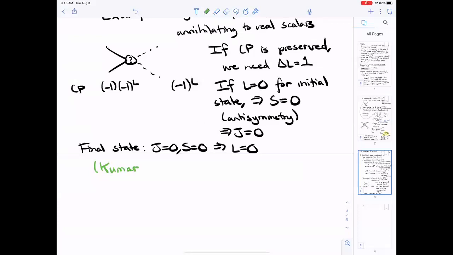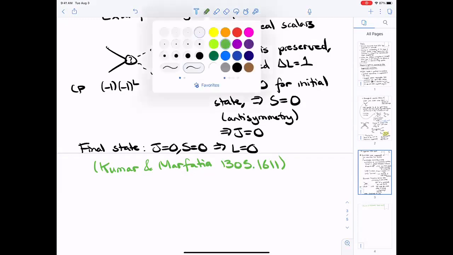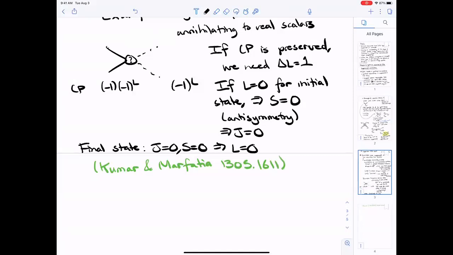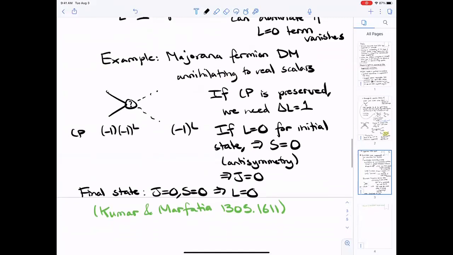And I just want to give a reference. There is a nice review paper by Kumar and Mahapatra from 2013, which goes through every matrix element you can possibly have, every kind of interaction structure, and whether it gives rise to S-wave or P-wave annihilation, and also whether it gives rise to suppressed or unsuppressed direct detection signals. So this is a useful reference, and it has more examples like this. Okay. So this is one very classic way to suppress indirect detection at late times.